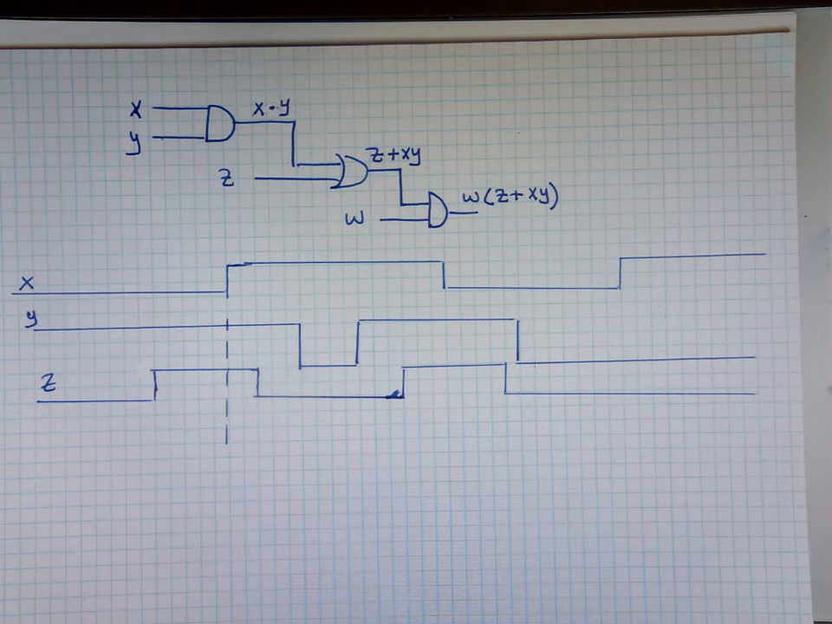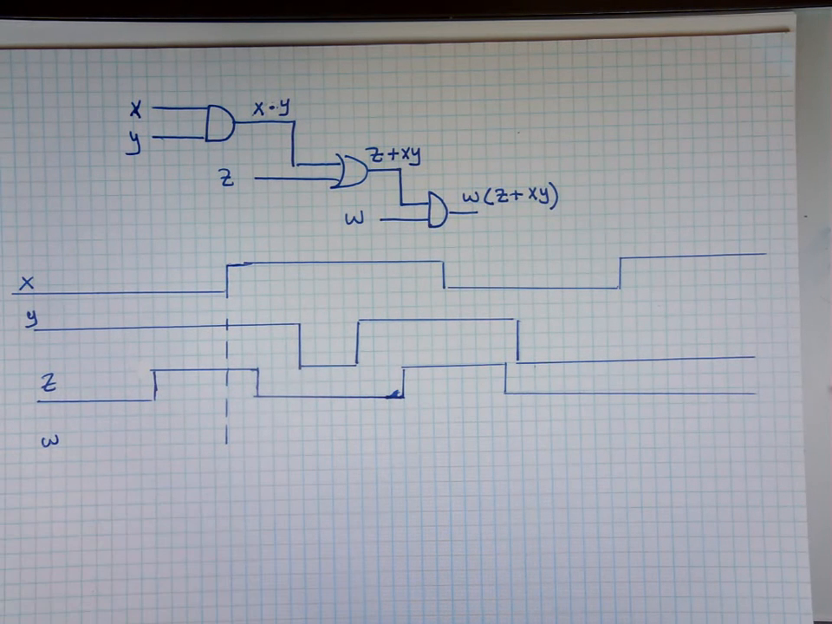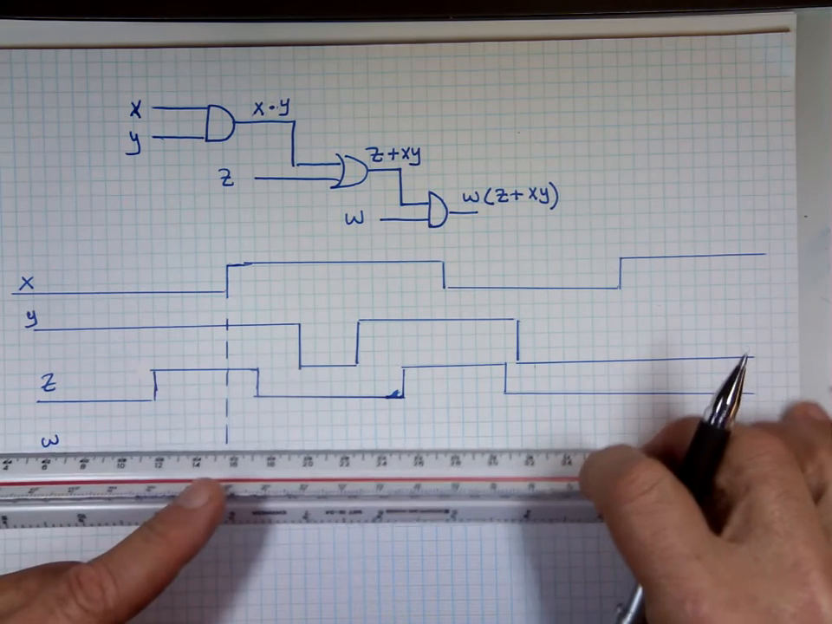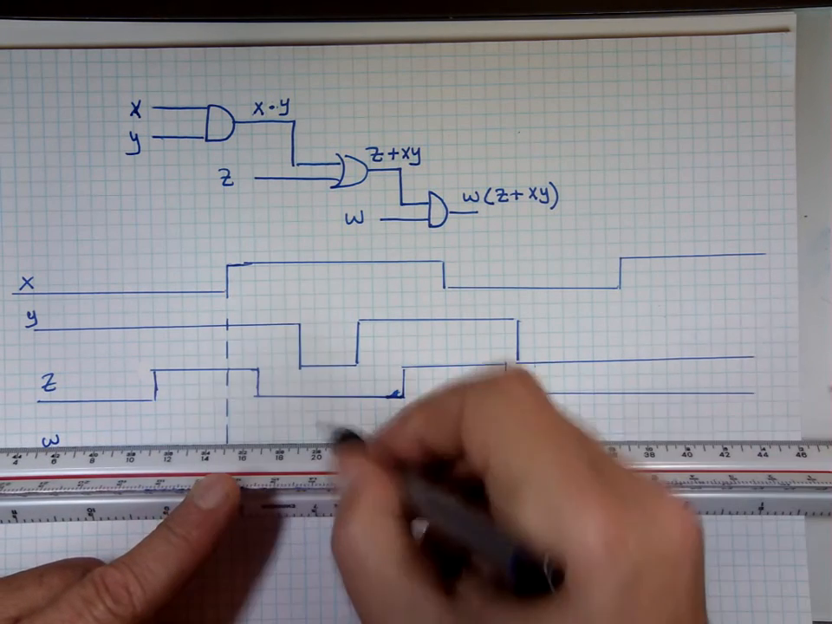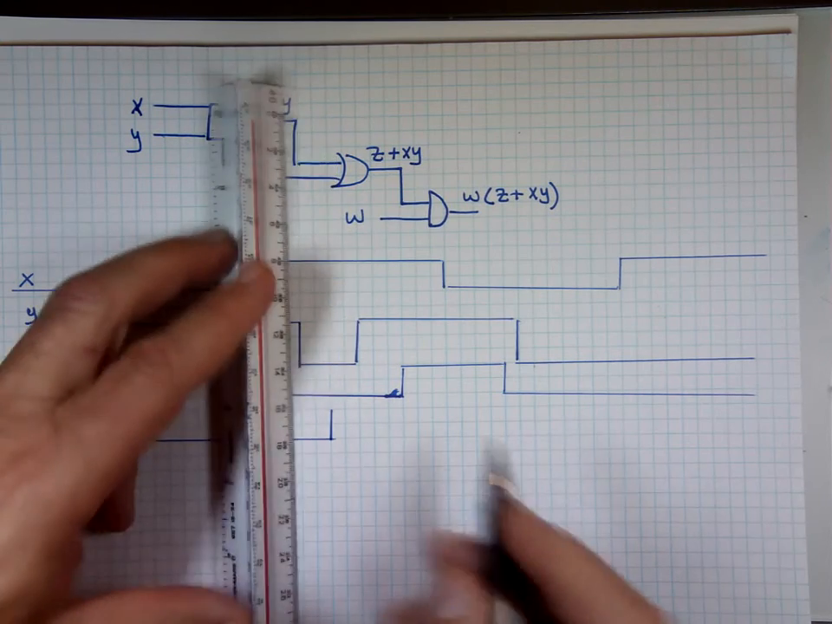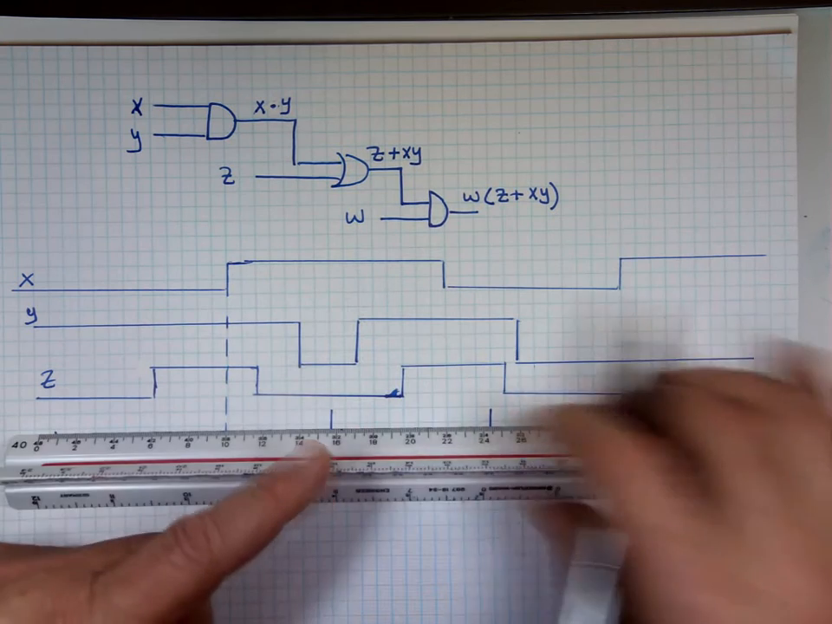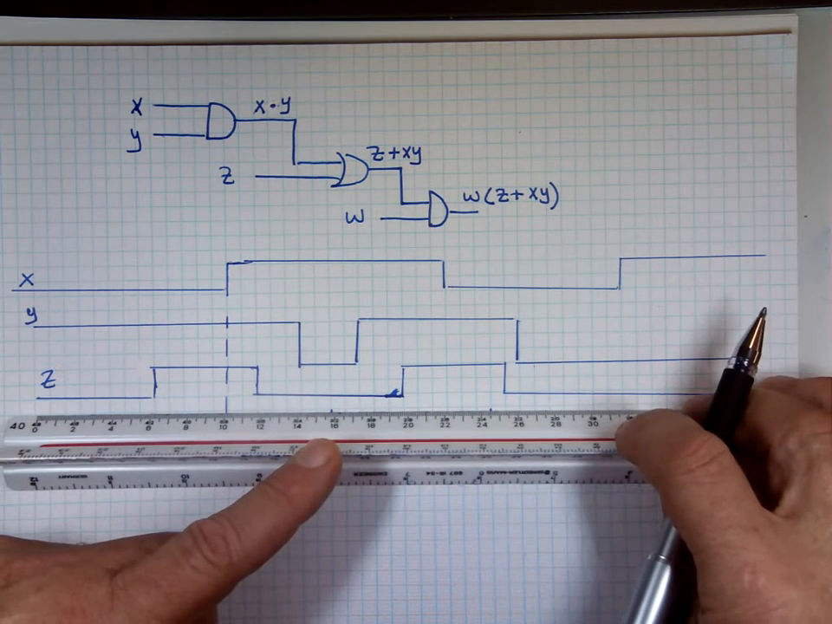I'll put it there. I was about to get rid of it because I'm running out of space, so I'll make it small here. W was 0 for a while, till we reach this point. It went to 1, stayed 1 up to this point, and back to 0.